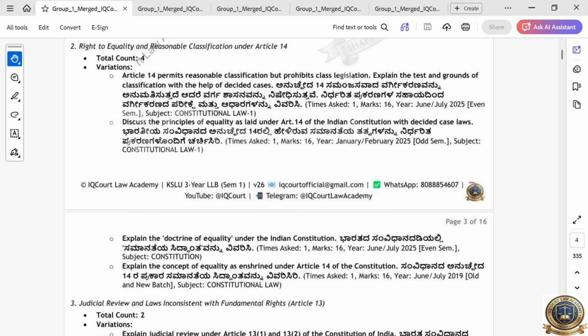That's it, very, very simple. Permit the reasonable classification, but private subclass legislation. Explain the test and grounds of classification with the help of decided cases. See, almost all the questions come as decided cases. So all are defined with the cases. All these articles are interpreted with the help of case laws.